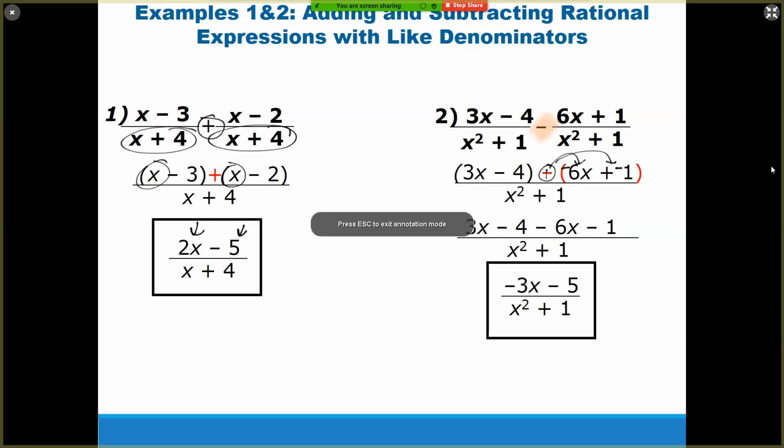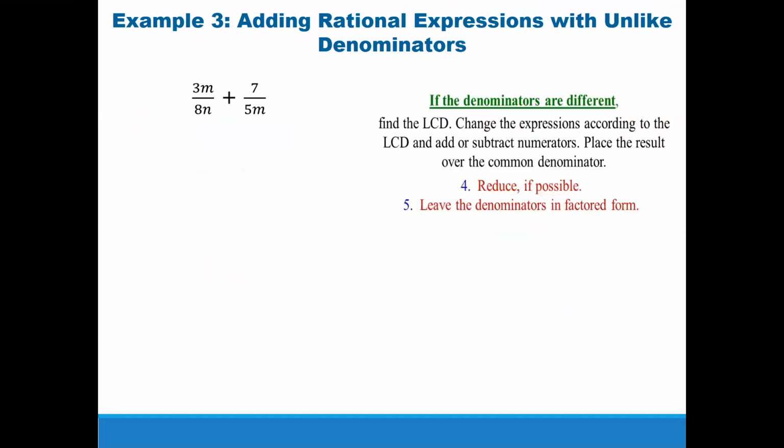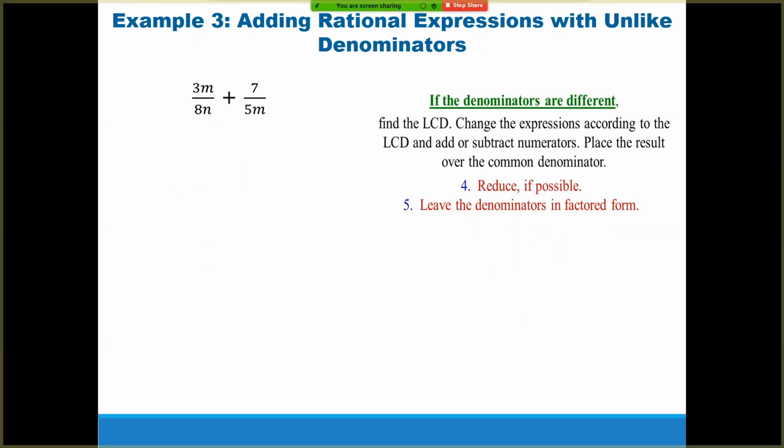Let's try. All right, so here's our first example to do together. So here we have unlike denominators, so the denominators are different. The one way that will always work, you can multiply both fractions by the opposite denominator. So if I take this denominator, I'm going to multiply 5m, 5m, top and bottom for the first fraction, and then I'm going to do the same thing with the second denominator over here. I'm going to multiply 8n, 8n.